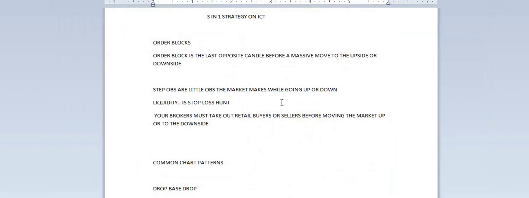Let's go back to. So we said that liquidity is stop hunt.